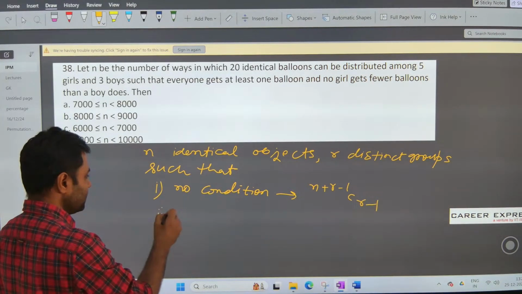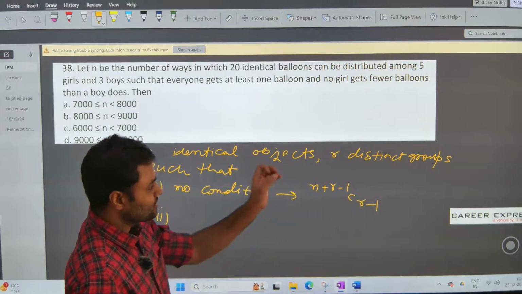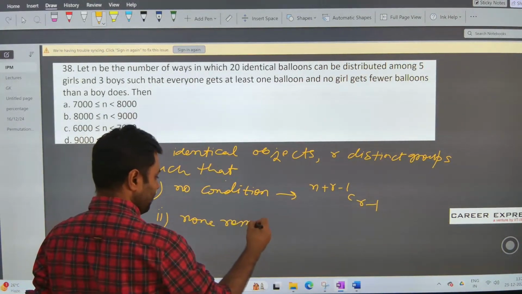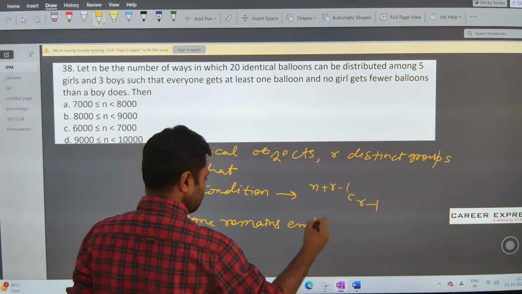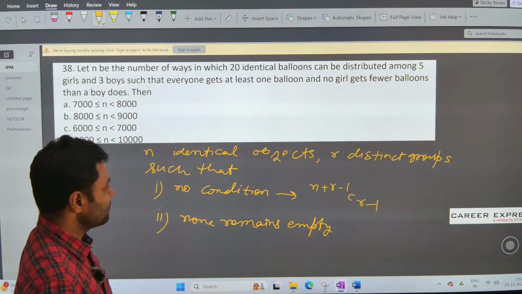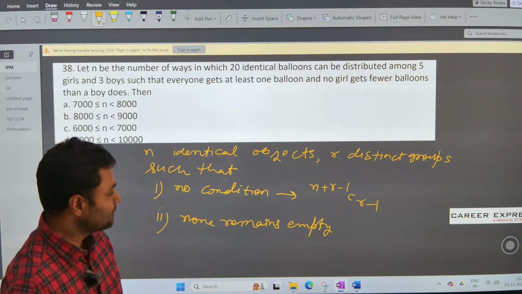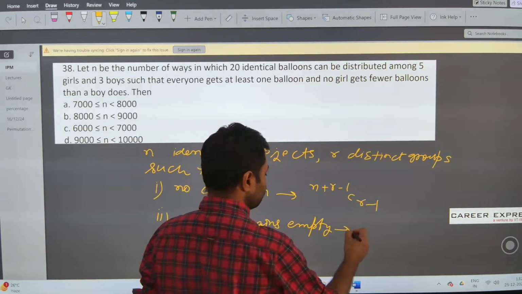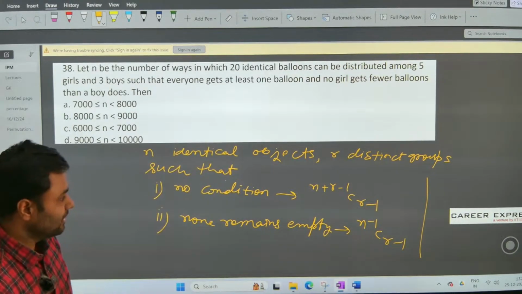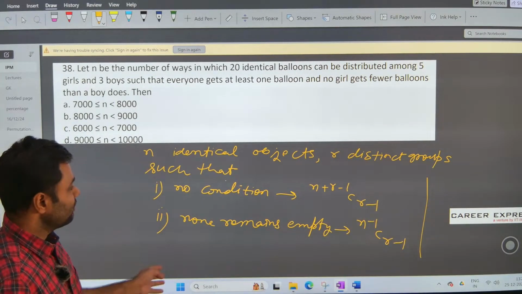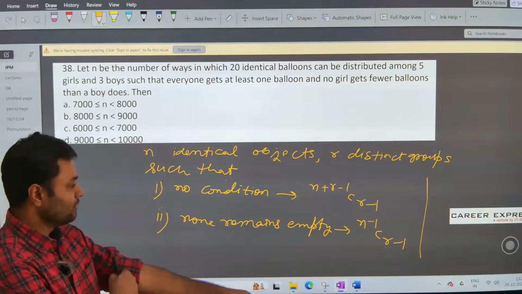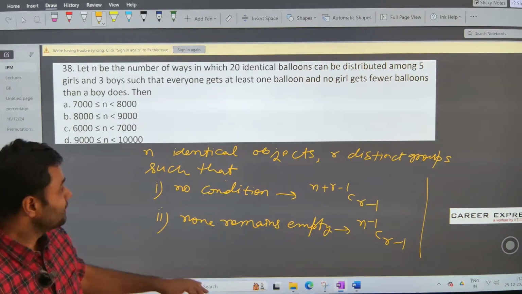Right? And the second case is if n identical objects are to be given to r distinct groups such that none remains empty. None of the groups remain empty. If that is the condition, that means we have to give at least one object to all the groups. So in such cases, the answer will be n minus 1 c r minus 1. So these are the two basic formulae that we use in the questions of partitioning theory. How these formulae come, the explanation is also very easy, but we can't discuss that in this video. I will upload a separate video for that.